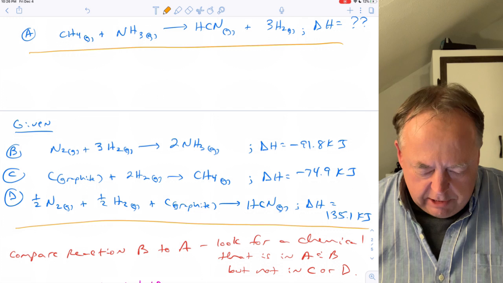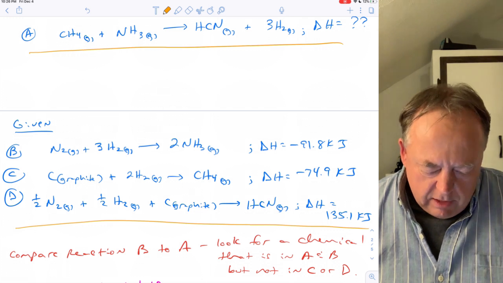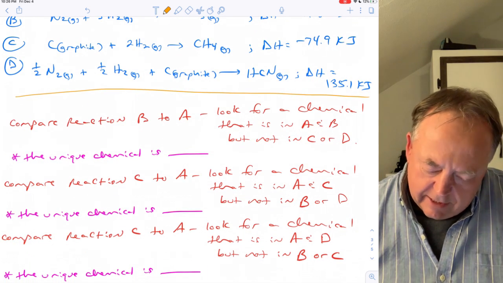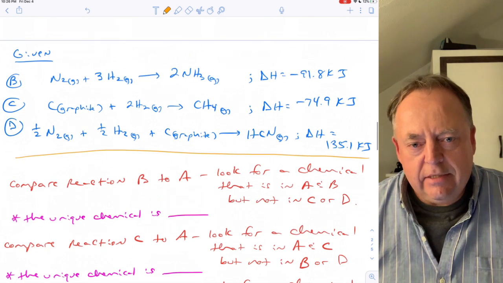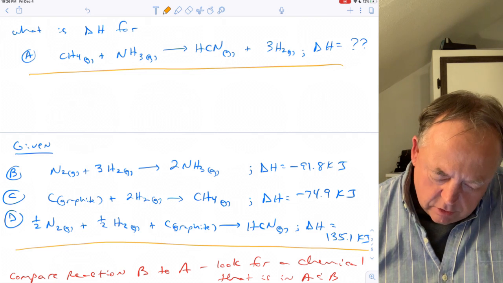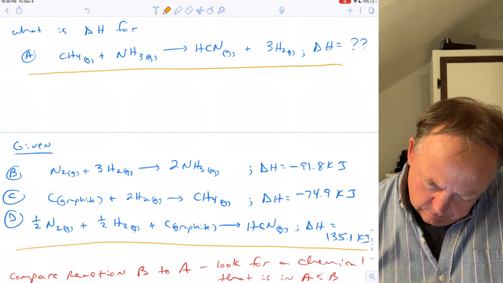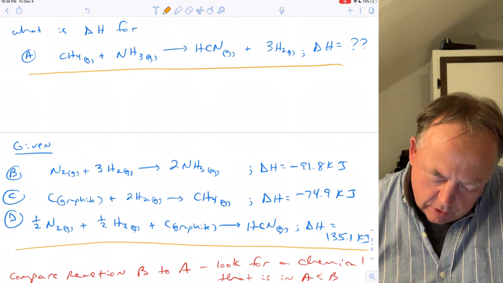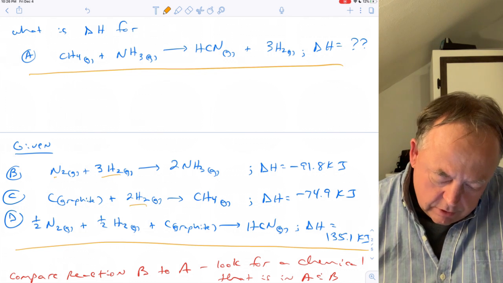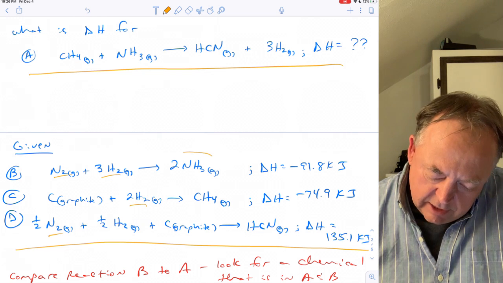And then we want to do the same with C: compare C to A and find a chemical that is unique that is not in B and D. And then do the same with D: compare D to A and look for a chemical that is unique to A and D that is not in B and C. So if we compare B and A, what is unique to those two reactions that is not in C and D? Let's see, is it H2? No, H2 is in B and C, so H2 is not unique. Is it N2? No, N2 is in B and D, so N2 is not unique, but what is unique is NH3.